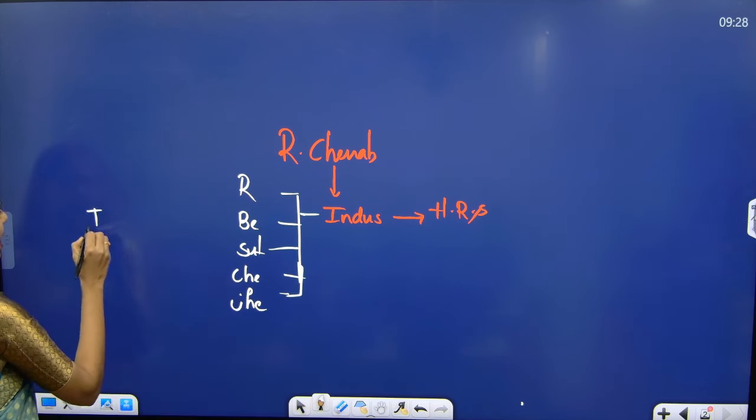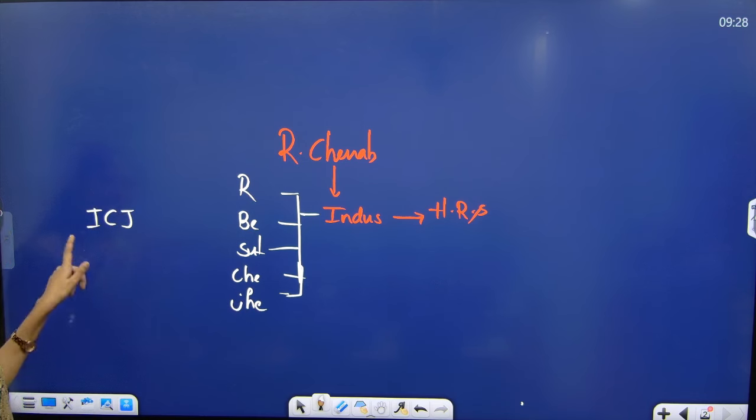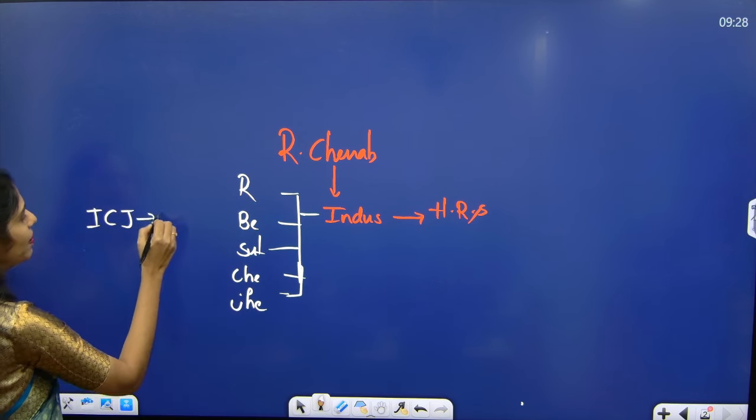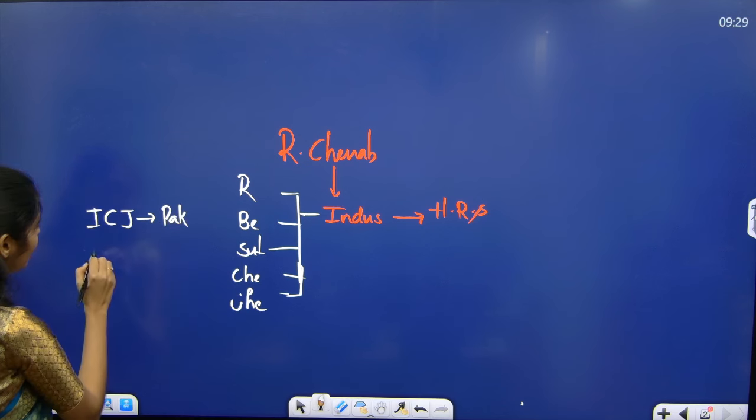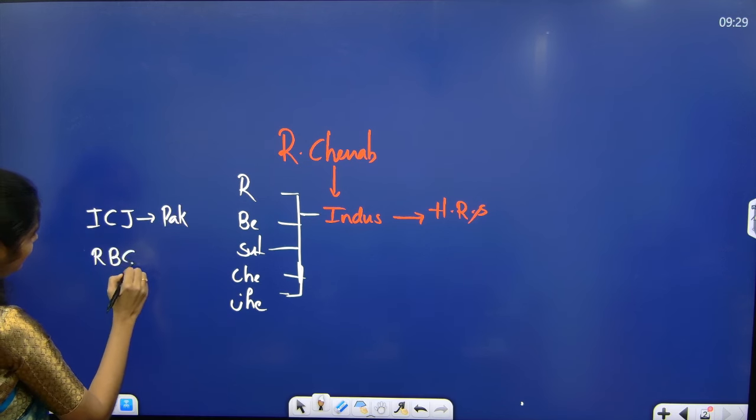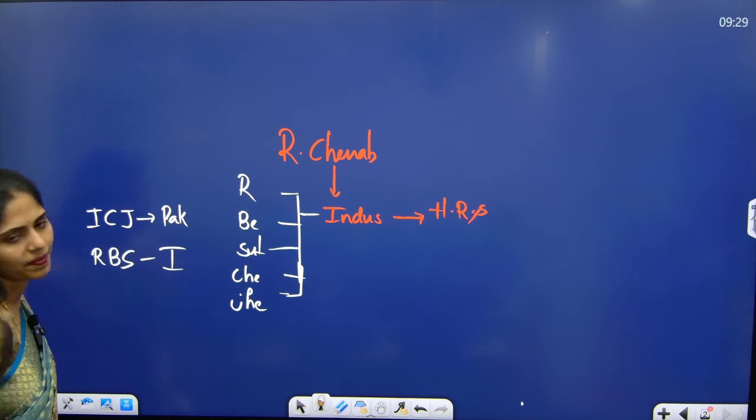So remember this ICJ. What is this ICJ? Indus, Chenab and Jhelum come under Pakistan. RBS comes under India. Okay.